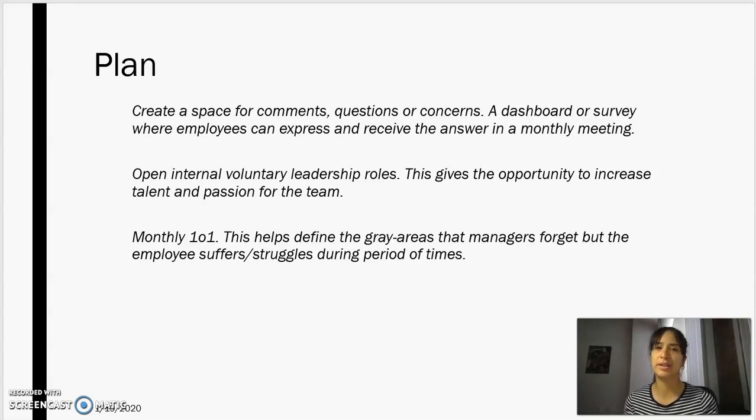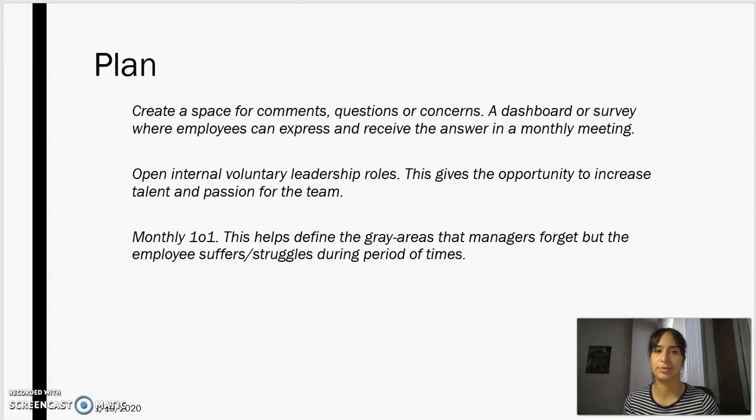Also, I implemented a monthly one-on-one. This was not being done inside this organization, and it helps to determine and define those gray areas that management doesn't see on a daily basis, when the employee faces computer problems or there are not enough resources for the employee to grow within the skills they need, or training they might be needing, and the managers don't know.